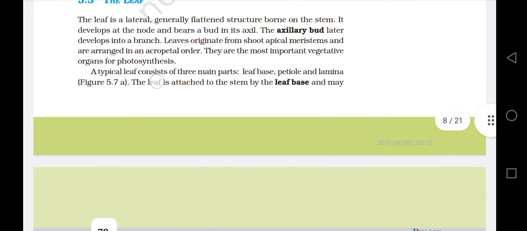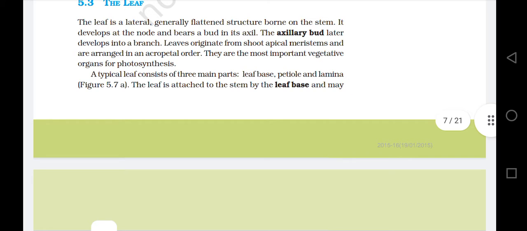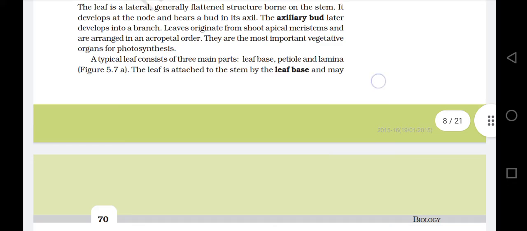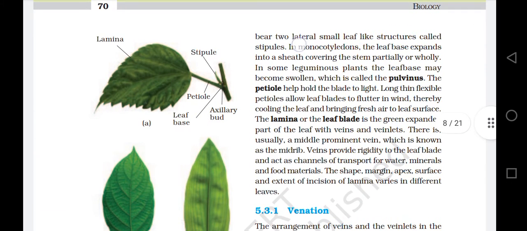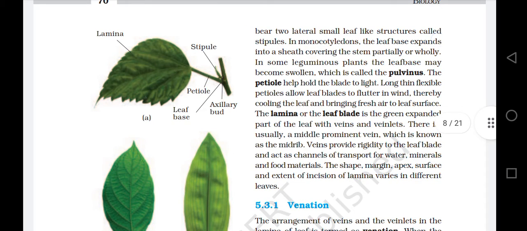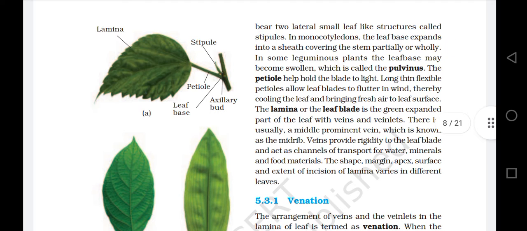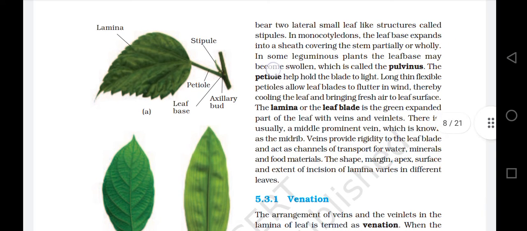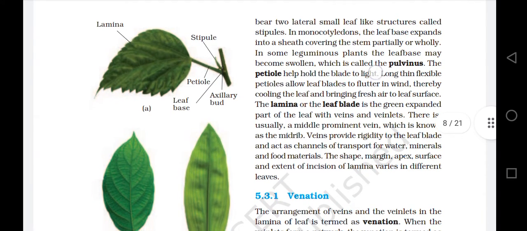A typical leaf consists of three main parts: leaf base, petiole, and lamina. Figure 5.7a. The leaf is attached to the stem by the leaf base, and may bear two lateral small leaf-like structures called the stipules. In monocotyledons, the leaf base expands into a sheath covering the stem partially or wholly. In some leguminous plants, the leaf base may become swollen, which is called the pulvinus.